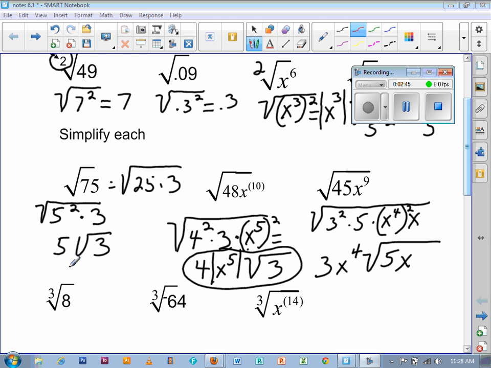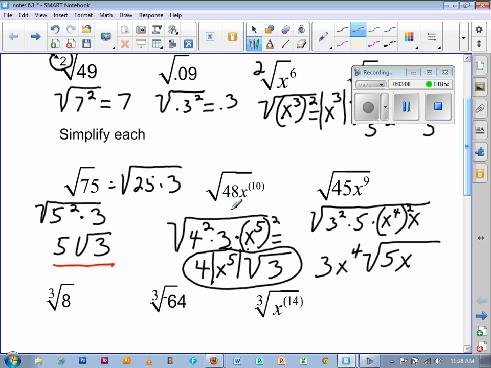As you can see, the answer to the first one is simply 5 square root of 3. 5 times the square root of 3. When I broke it down, I thought of a perfect square that goes into 75, and that perfect square is 25. So of course, 25 times 3 is still 75. And then I broke 25 down as 5 squared, which becomes 5. And then the 3 stays underneath the square root sign.